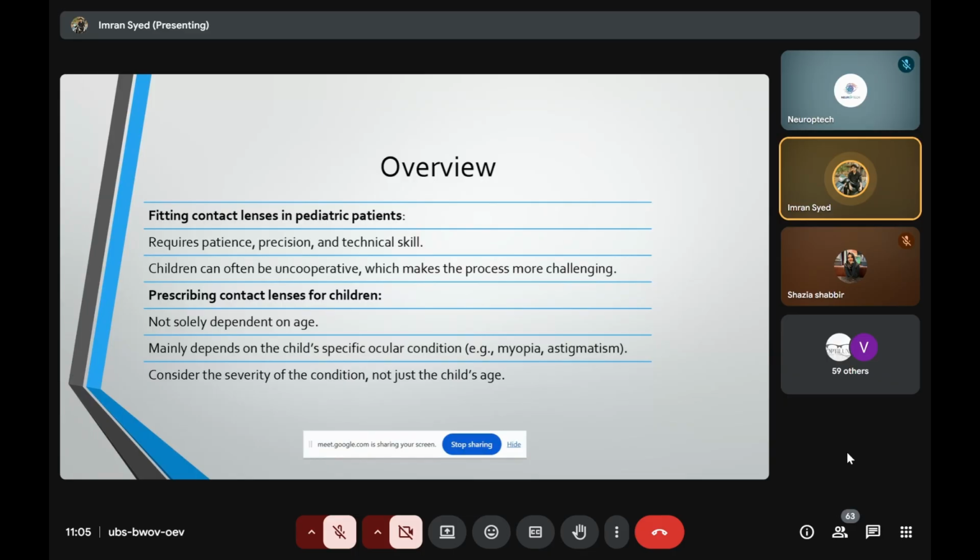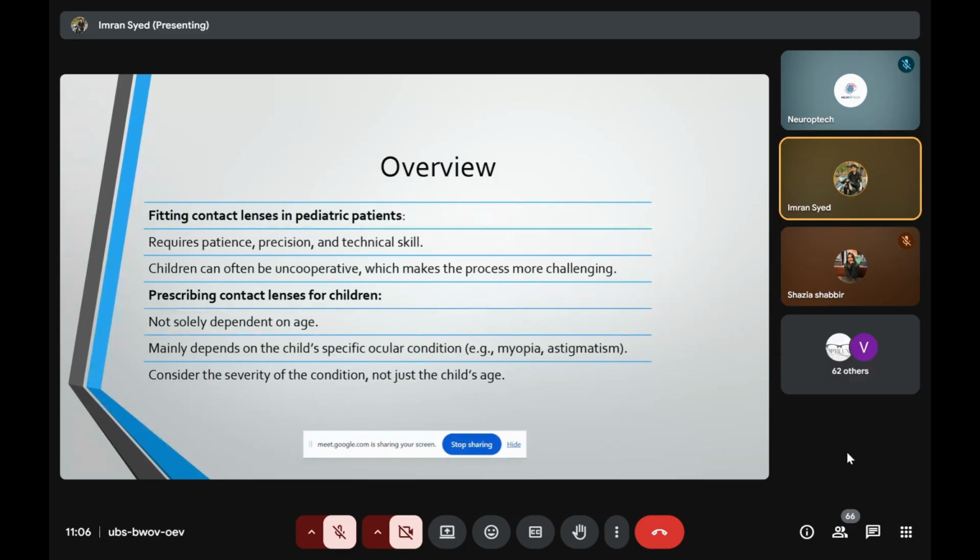As you all know, children can be very uncooperative even while you are doing objective refraction such as retinoscopy. They will not fixate at one particular distance. They tend to move here and there, so it will be very uncooperative. So just imagine if you're trying to insert a contact lens into a child, how uncooperative they can become.